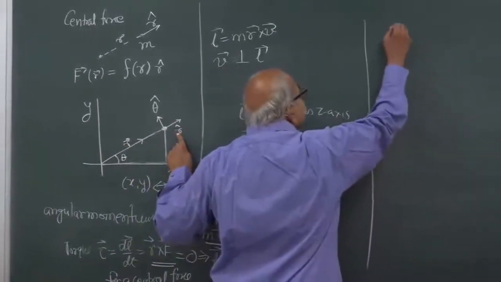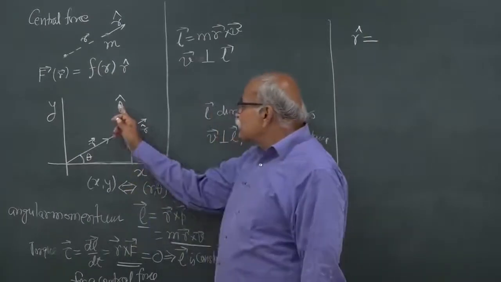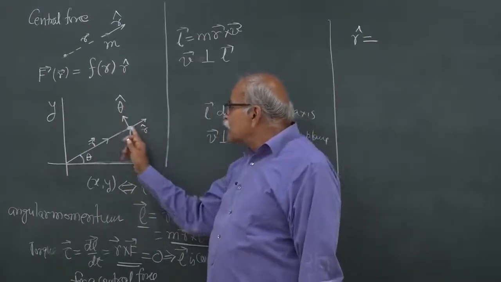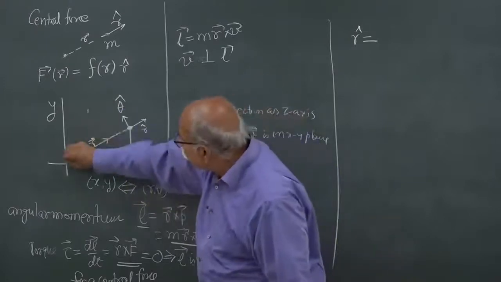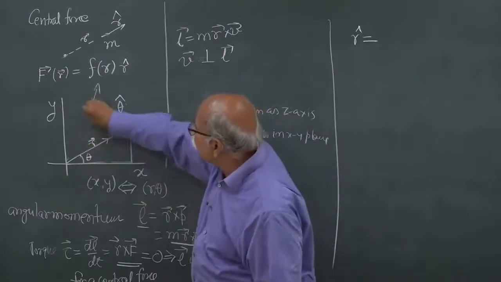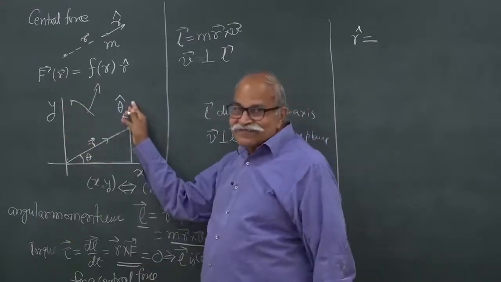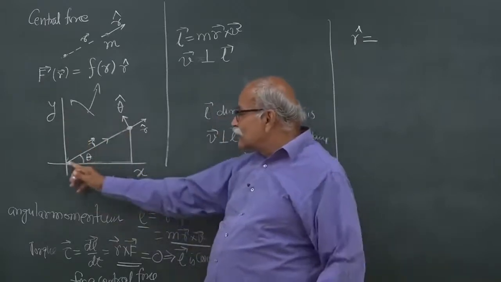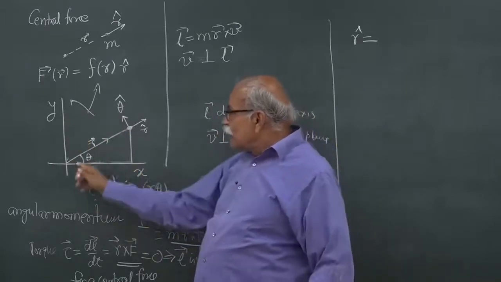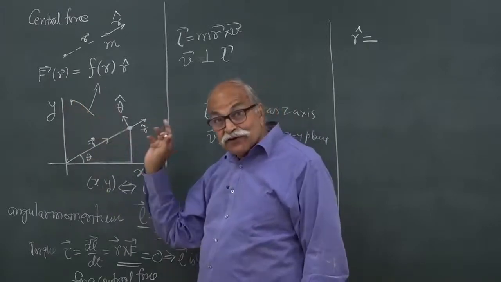What is this r cap in terms of i cap and j cap? Remember, this r cap and theta cap depend on where this point is. If the point is here, r cap is in this direction, theta cap is in that direction. These are not constant vectors, they depend on the position of the particle. i cap, j cap are constant: the x axis is fixed, the y axis is fixed, the particle is moving. i cap, j cap are constant vectors.